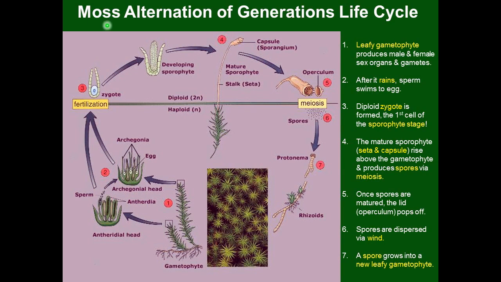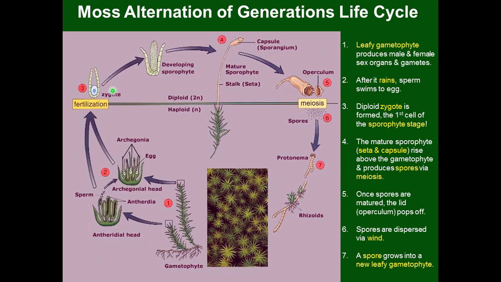The alternation of generations life cycle for mosses, let's take a look at our diagram first so we know where diploid and haploid are. Diploid is at the top, above the line, and below the line is haploid. Number one, the leafy gametophyte produces male and female sex organs and gametes. 2, after it rains, sperm swim to the egg.